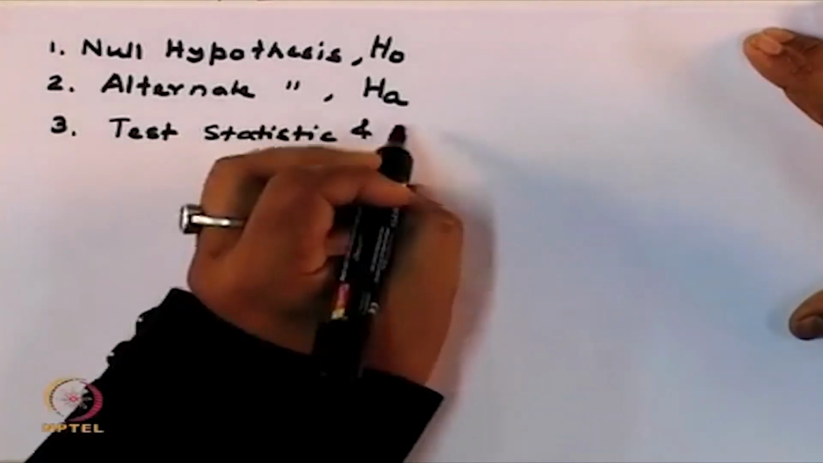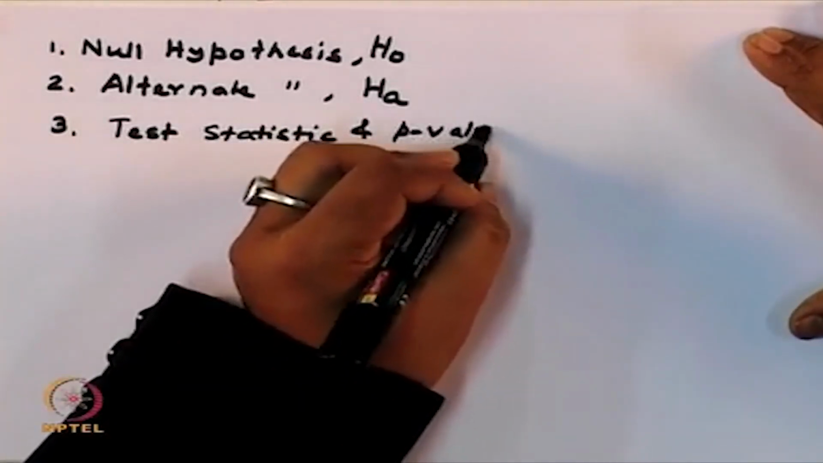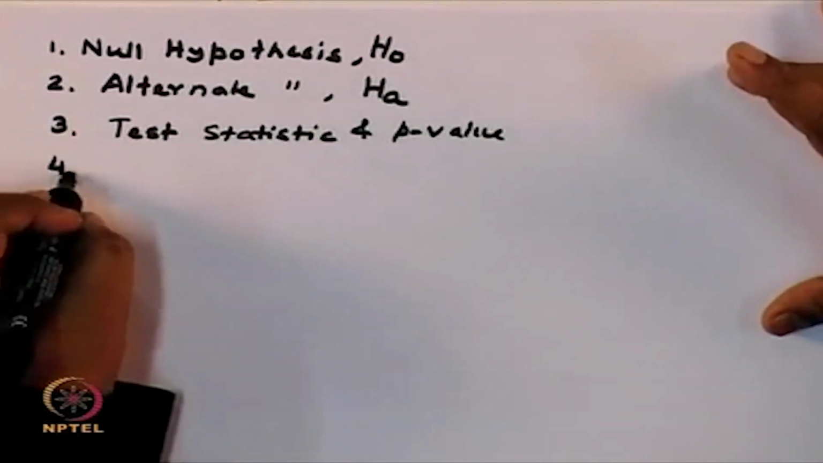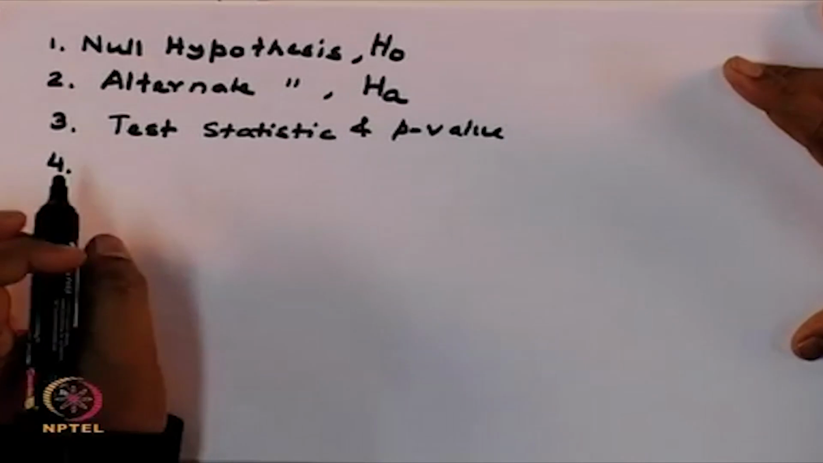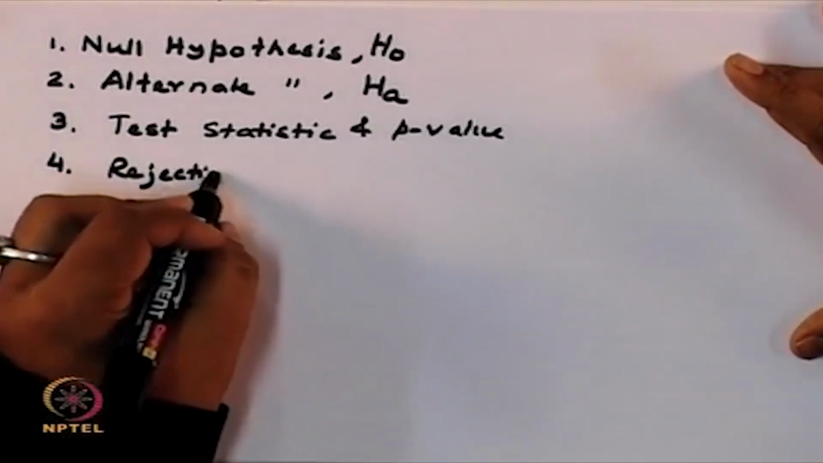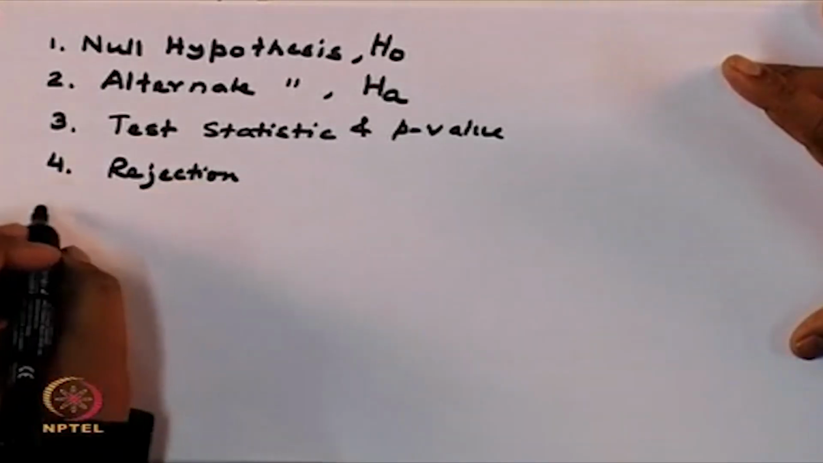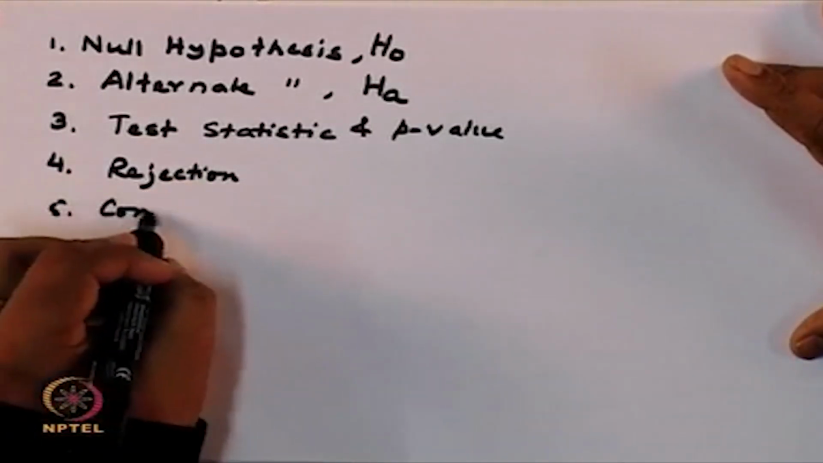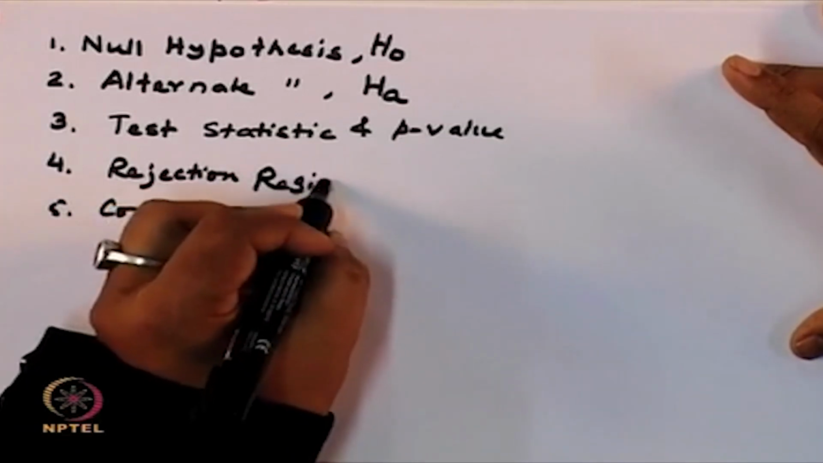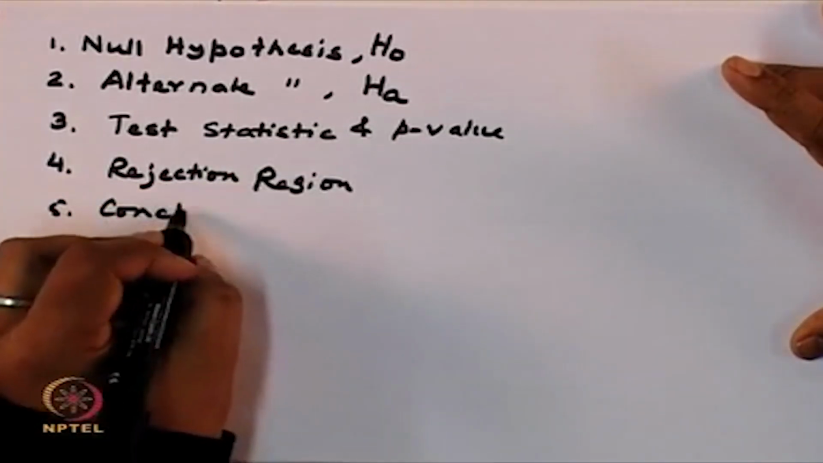okay, and a p value which is representative of the confidence you have in measuring this test statistic. Okay. You have some rejection criteria, okay, and then based on this rejection criteria or rejection region, okay, you draw your conclusion.